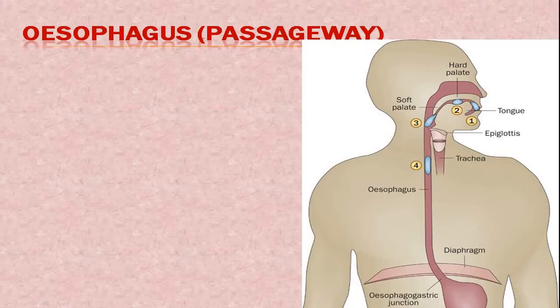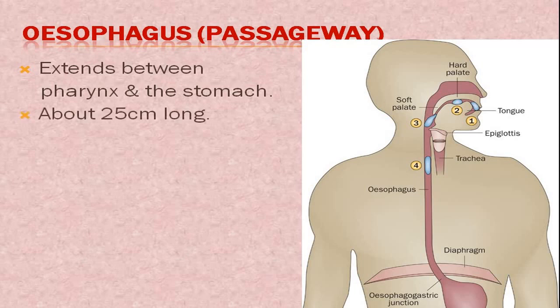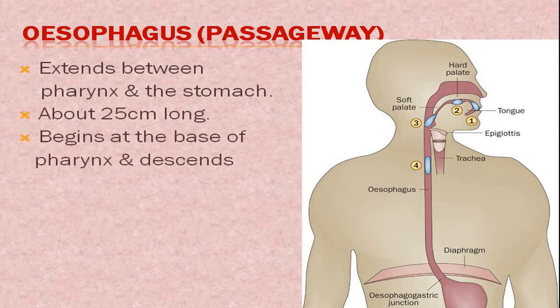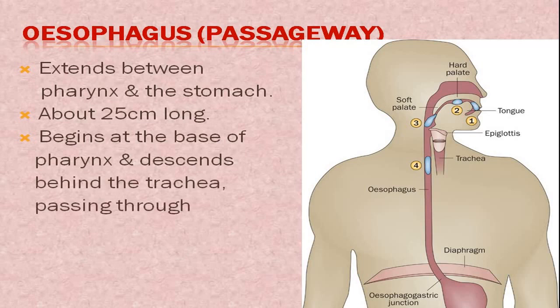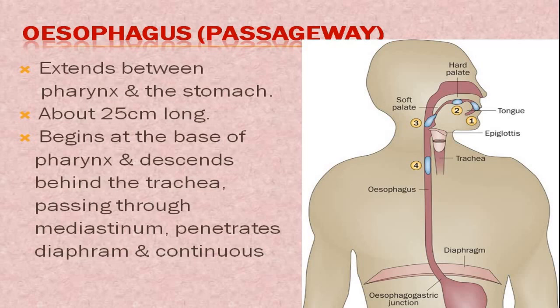Food from pharynx enters into esophagus. Esophagus means passageway. It extends between pharynx and the stomach. It is about 25 centimeters long, begins at the base of pharynx and descends behind the trachea in the thoracic cavity, passing through mediastinum. Mediastinum is a space between the two lungs. It penetrates the diaphragm and continues with stomach. Diaphragm is a muscular wall that divides the thoracic cavity from abdominal cavity.